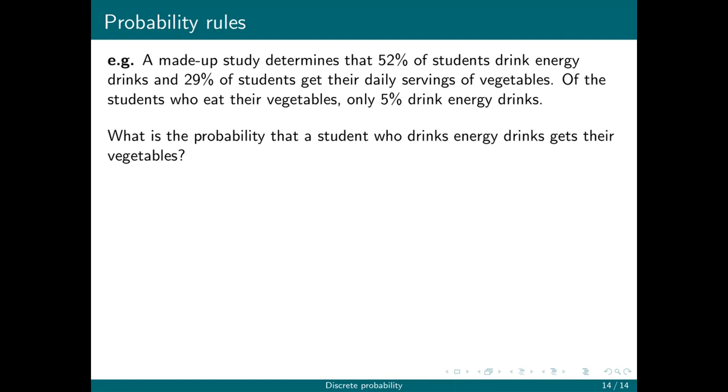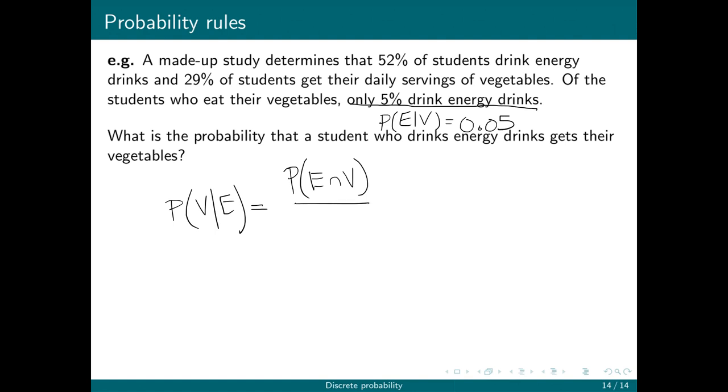Maybe we'd also like to know, what is the probability that a student who drinks energy drinks gets their vegetables? So remember that the given probability is that P of E given V is 0.05. We're asking, what is P of V given E? All right, they're not going to be the same. So the formula is the probability of E and V divided by the probability of the given event, which is P of E. So that's 0.0145 divided by 0.52, which is 0.0279.